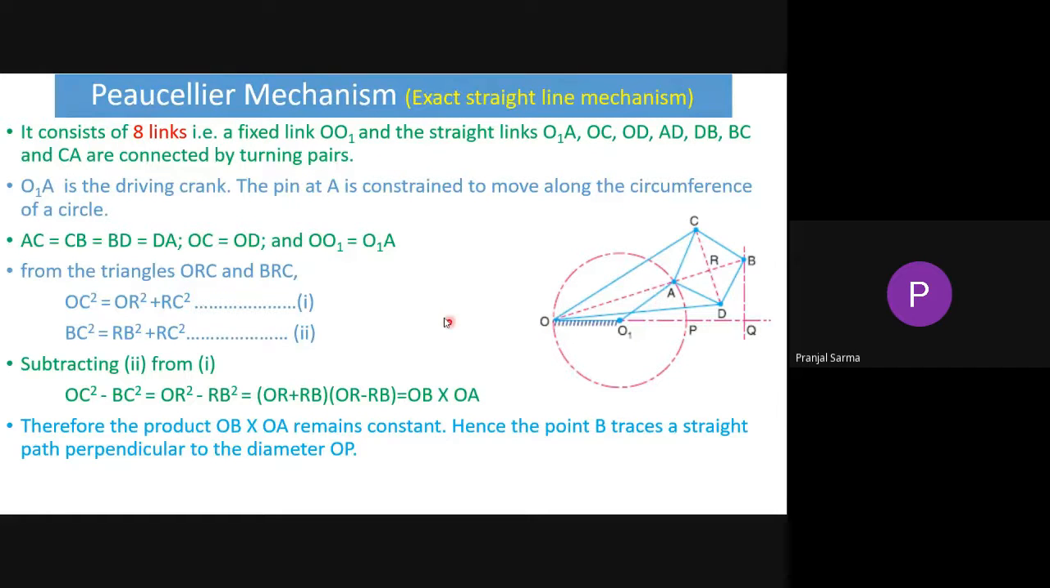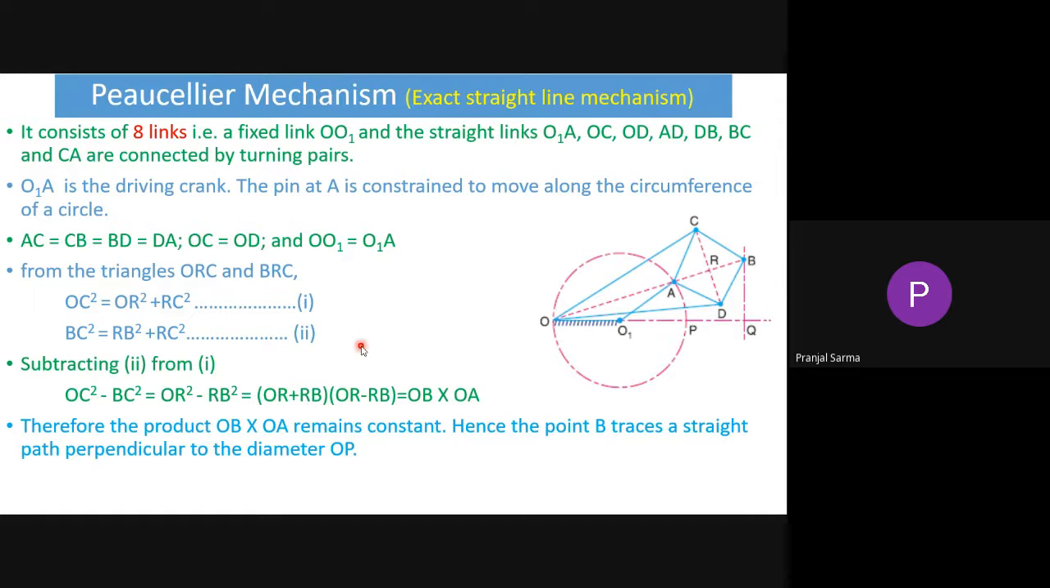Okay, so now it's very easy if we think of the two triangles ORC and BRC. They are basically similar triangles. They are right angle triangles, right? So we can use the Pythagoras theorem. OC square equals OR square plus RC square. Similar is the case for this one. This you can easily obtain.